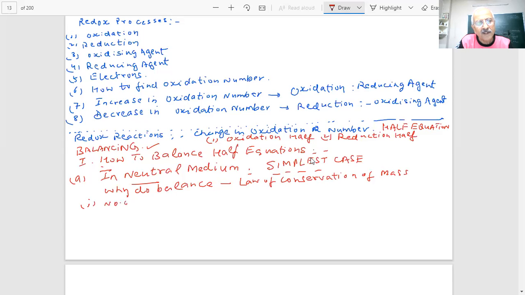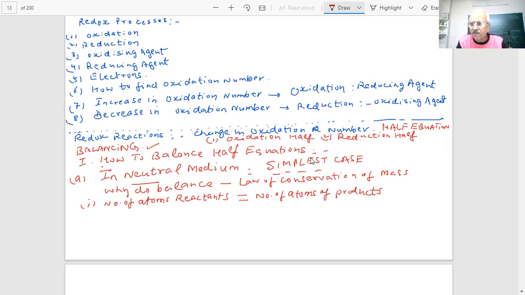the number of atoms of reactants must be equal to the number of atoms of products. Yes or no? Nothing will disappear or appear by itself. Yes, sir. There is exchange of atoms going on in the reaction, you are saying.